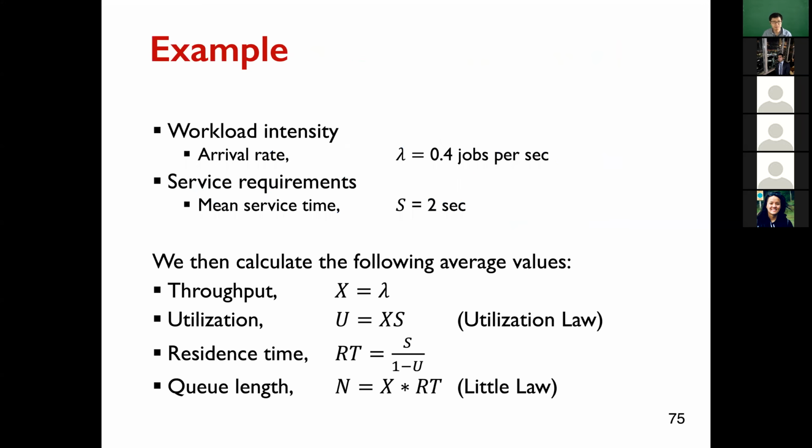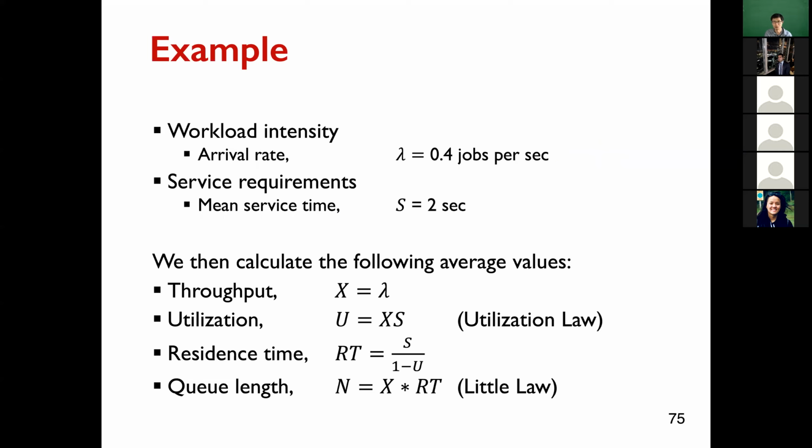In this example, the arrival rate is 0.4 jobs per second. This is equal to the completion rate or throughput, right? And the service requirement is 2 seconds. So each job needs 2 seconds to process, for example, in the CPU, right? These are the inputs, workload intensity and service requirements. Based on these two inputs, we want to calculate metrics such as throughput, utilization, residence time, and queue length, right?